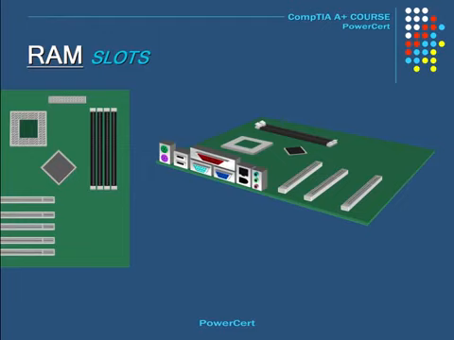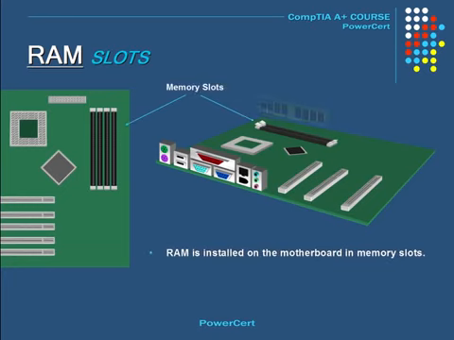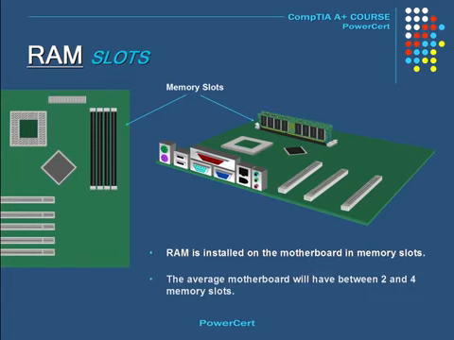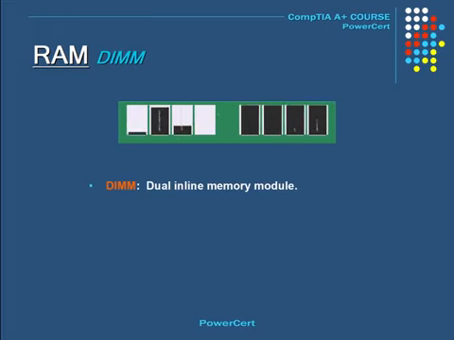RAM, or random access memory, is temporary memory, and is installed on the motherboard in the memory slots. A motherboard can have a various number of memory slots. The average motherboard will have between 2 and 4 of them. Memory slots come in different types, depending upon what type of RAM they accept. For example, most motherboards have DIMM memory modules because it's the most common type to date.